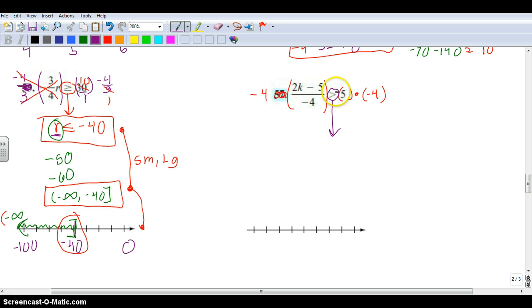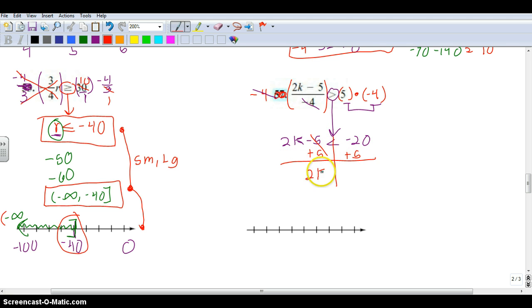Sometimes I like to circle it and draw an arrow going down right when I introduce the negative 4, so that I don't get lost and think, oh, okay, these cancel out, I'm left with 2k minus 5. Drawing that arrow reminds me, oh, I've got an extra step here. I need to flip this to a less than sign. And then 5 times negative 4 should give us negative 20. And now we need to solve this. So we'll start by adding 5 to both sides. Okay, so that cancels out.